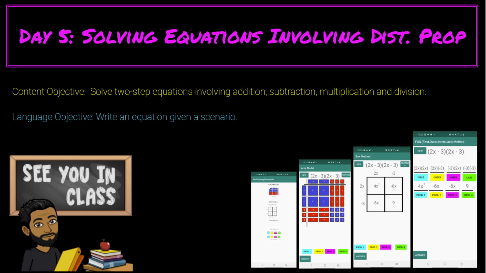Today we will be solving equations involving the distributive property. If you would like to follow along, a handout is provided in the description below.